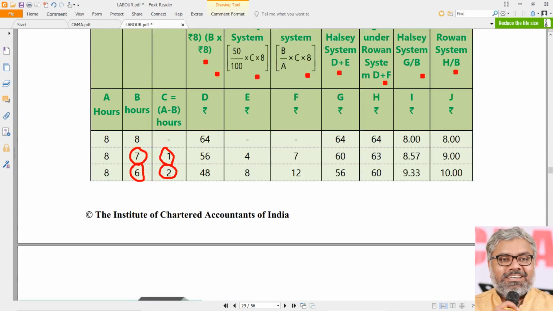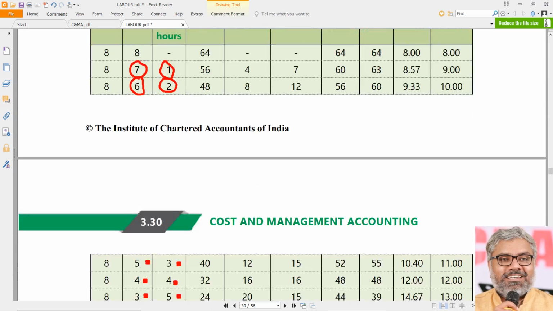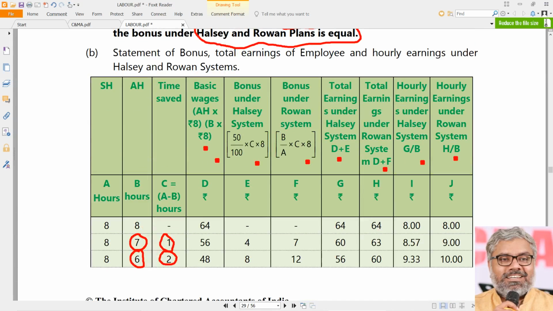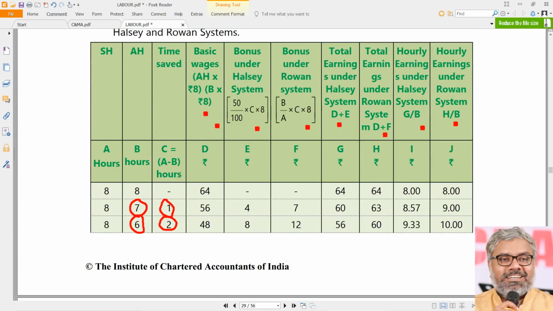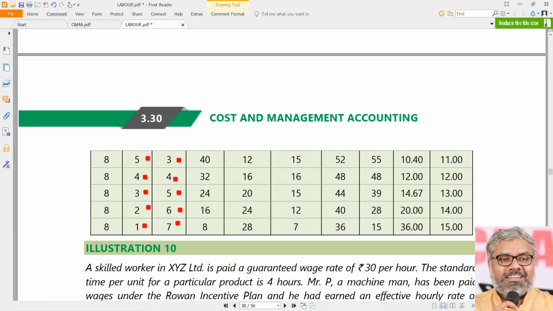Standard hours are anyway always 8. There is no change in that. But once you have actual hours and time saved, you can find out bonus under Halsey plan and Rowan plan using the relevant formulae. Then you can find out total earnings under Halsey plan and Rowan plan separately. And once you have that, you can also find out hourly earnings under Halsey plan and Rowan plan. So it is an arithmetical exercise.